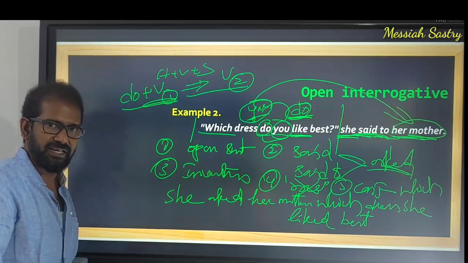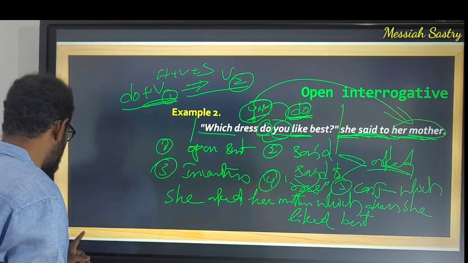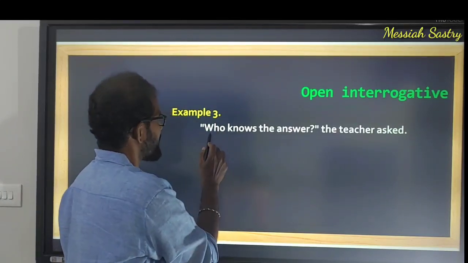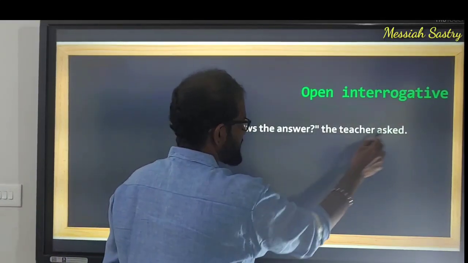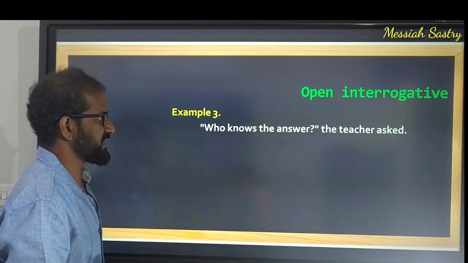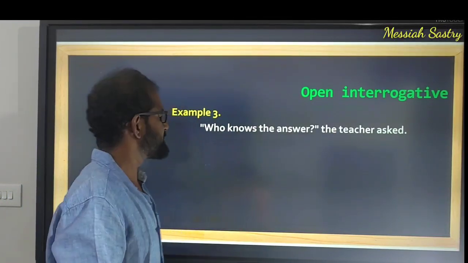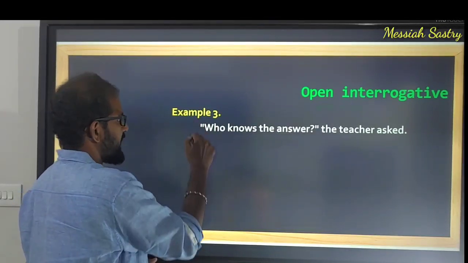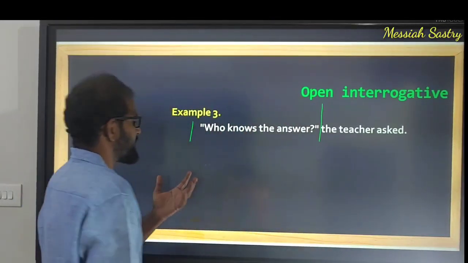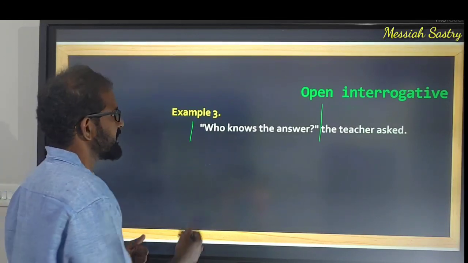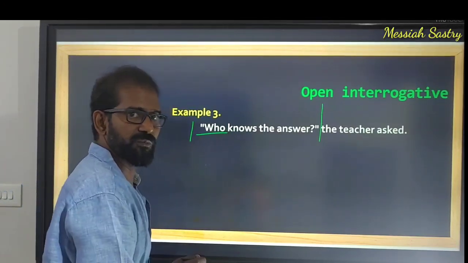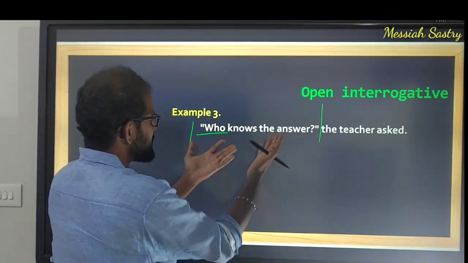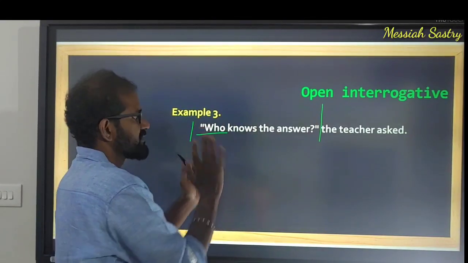This is the second example. Let's take one more example. Third example. Who knows the answer, the teacher asked? Here the sentence in inverted commas is the reported clause, and let us see which kind of sentence it is. It begins with the question word who, right? Let's see whether there is inversion or not. No inversion. No helping verb.